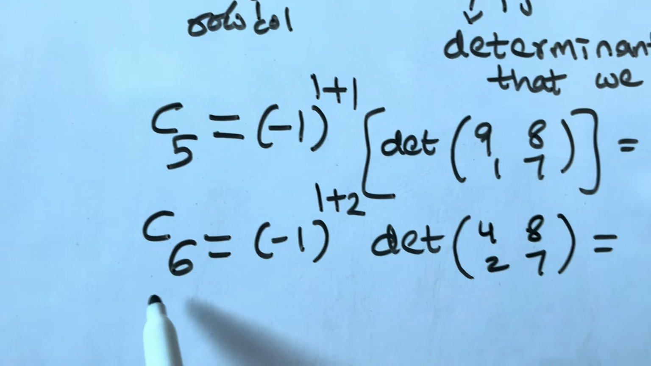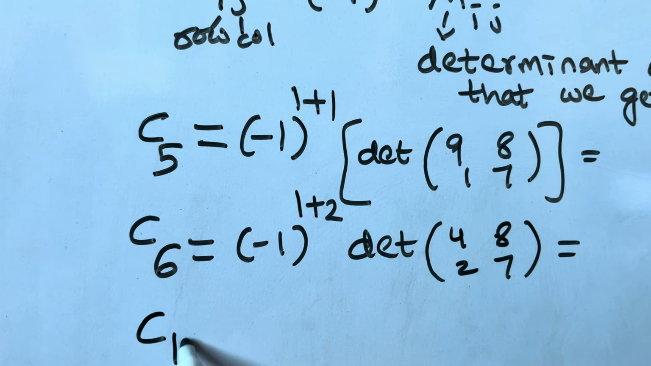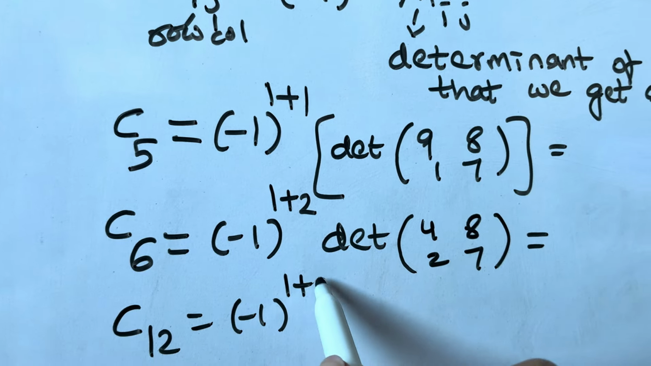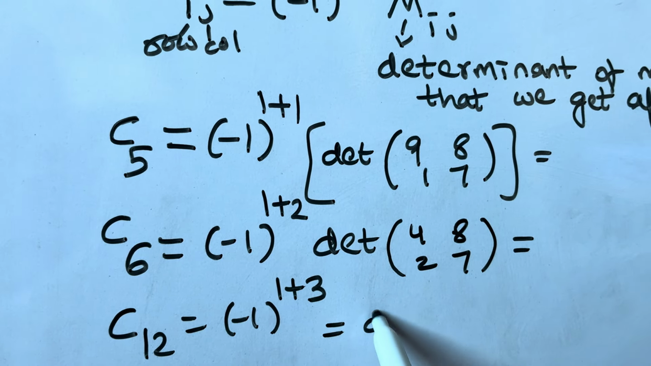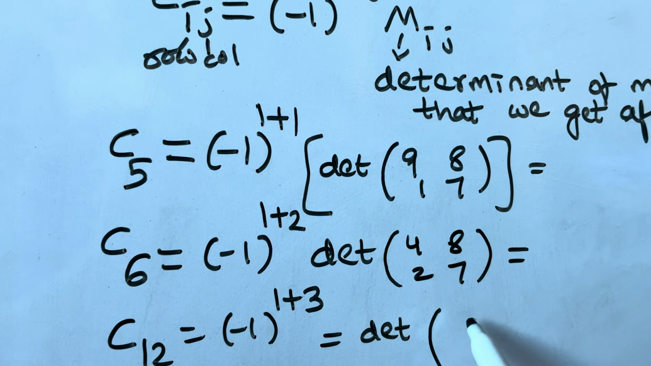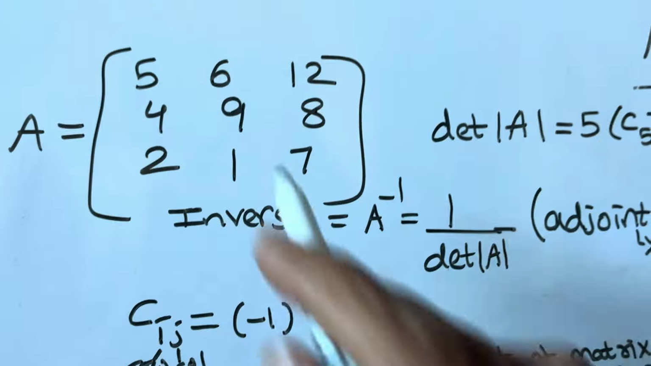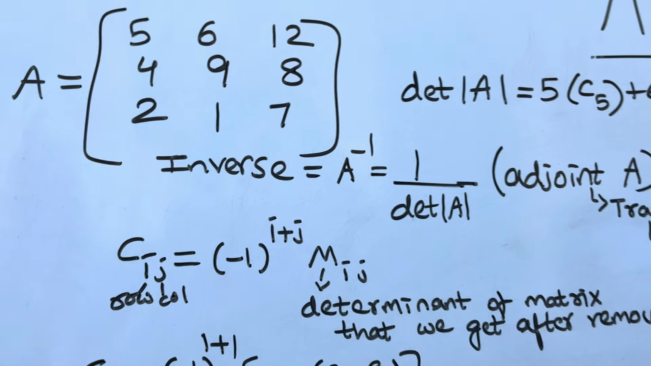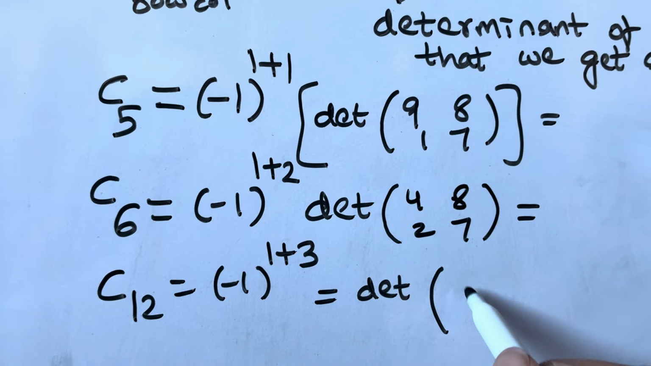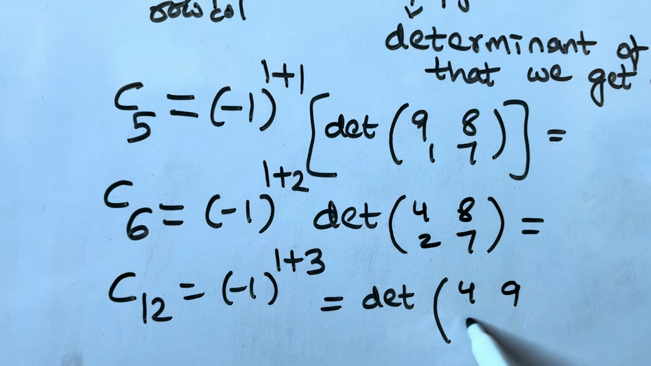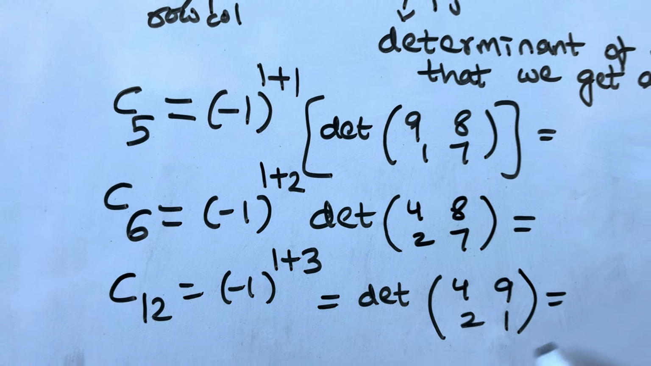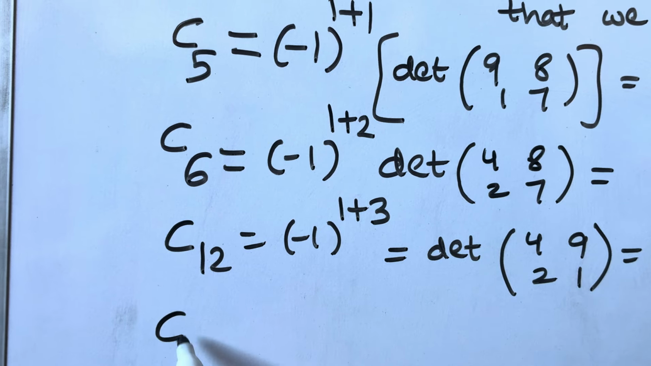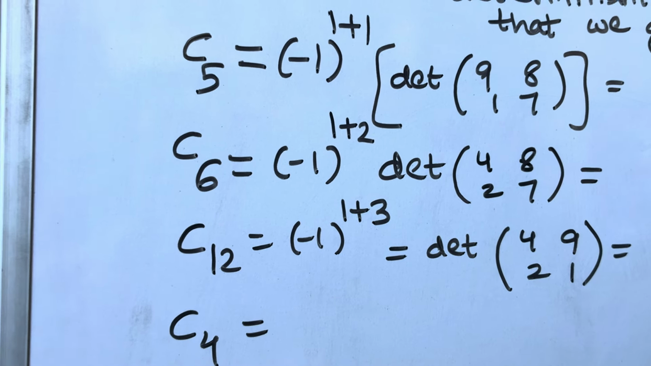So let's write down the cofactor of 12: -1 to the power first row third column, and the determinant would be removing 12 from the matrix. So we are removing the row of 12 and column of 12, then I'll be left over with 4, 9, 2 and 1. So the determinant of 4, 9, 2 and 1, and I'm going to find it like that. I need to find the cofactors of all of them.